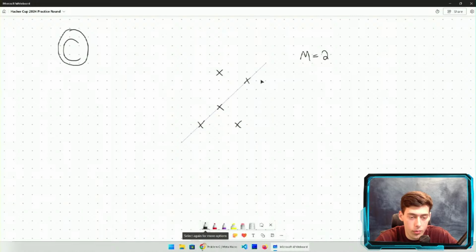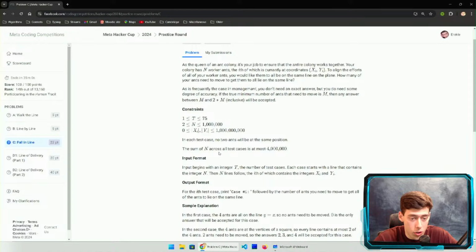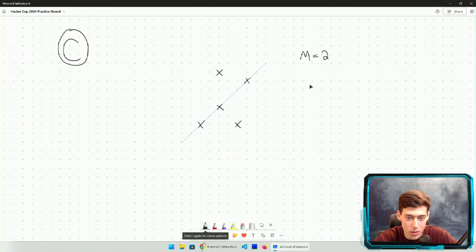So in this case, the number we need to move is 2. But the problem is made easier since if the minimum number that we need to move is m, let's say, then the answer that we print needs to be between m and 2m. And as long as that's satisfied, then it's considered that we got the problem right. So we need to print between m and 2m as our answer. That sounds initially kind of weird and random, but it actually does help a lot.